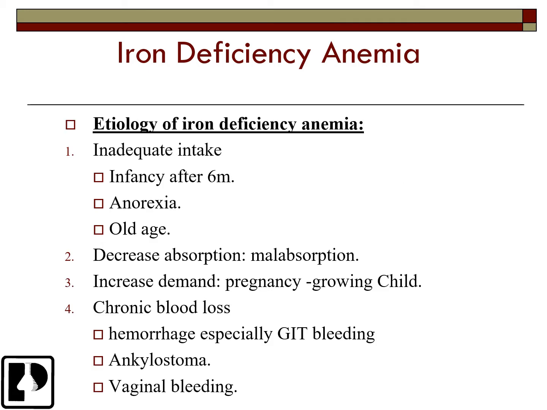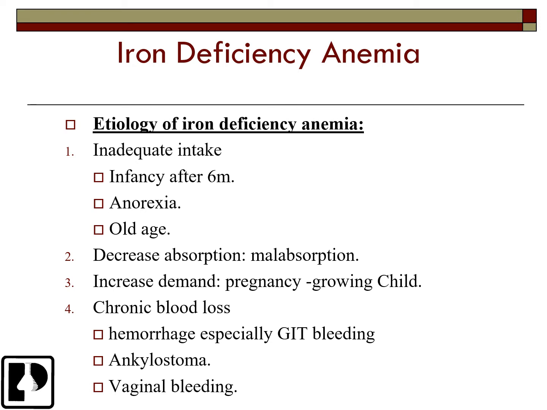Etiology of iron deficiency anemia: usually inadequate intake. It occurs in infancy after 6 months. When the baby is breastfed, the mother's milk has a sufficient amount of iron for the baby. But after 6 months, when the baby starts to eat by himself, if he is not taking sufficient iron, he will suffer from iron deficiency.